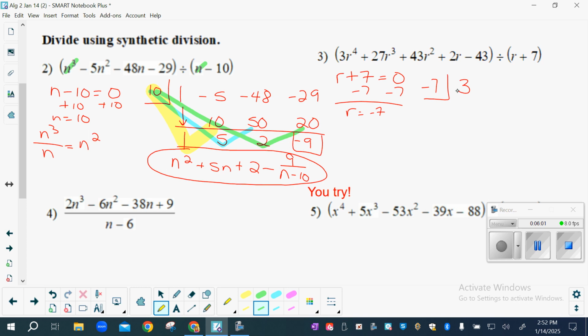All right, 3, 27, 43, 2, negative 43. Questions on that? No. Okay. So now we're going to take this first one and bring it down. Always bring down the first one. So we're going to multiply negative 7 times 3, and that gives us negative 21. Now we add.